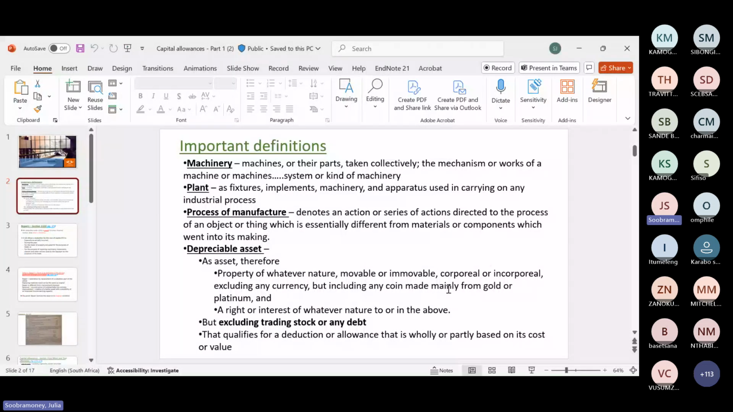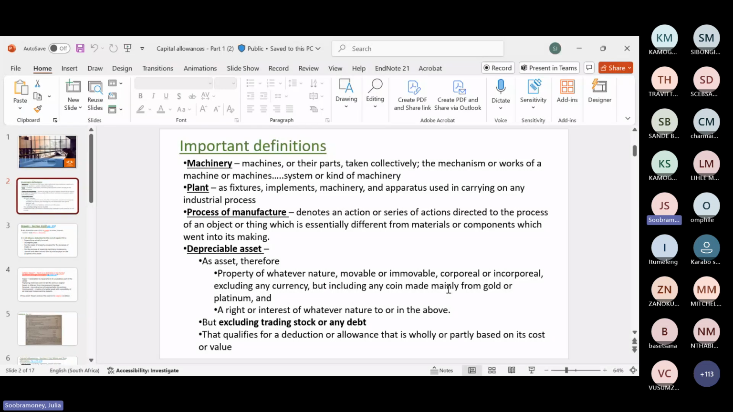Your buildings are immovable. Corporal or incorporeal. Corporal means something you can physically touch and feel, like a laptop, a desk, any asset within the business that you can see, feel, or touch. Incorporeal means you cannot see it. So what type of assets are those? Those will be things like shares. Dividends are the income, but shares are your asset, for example.